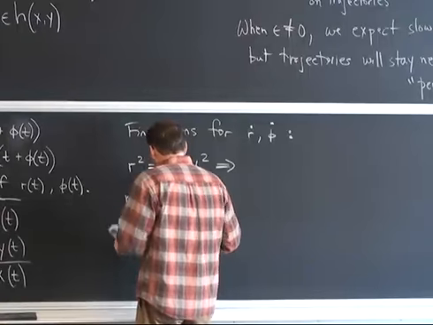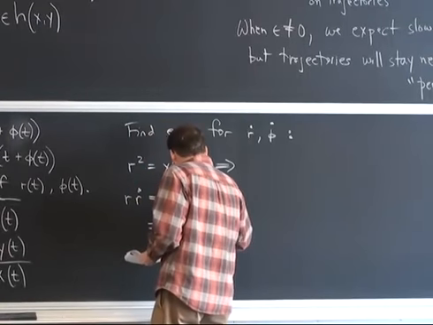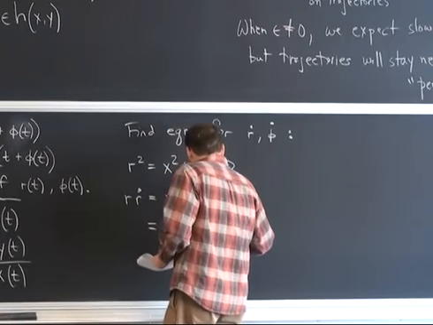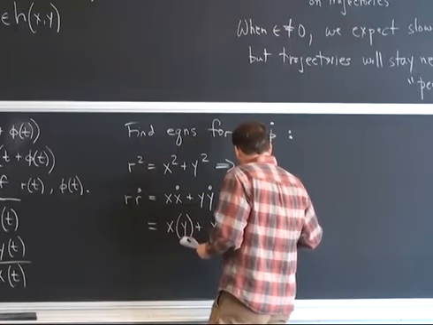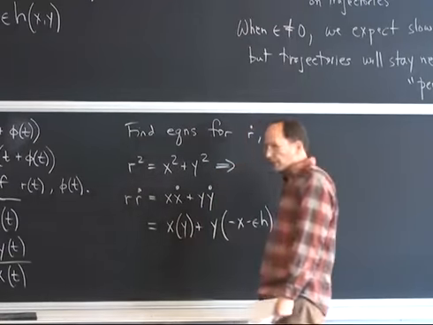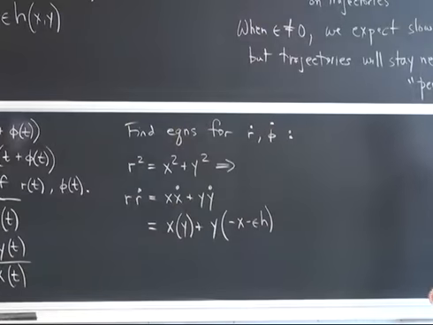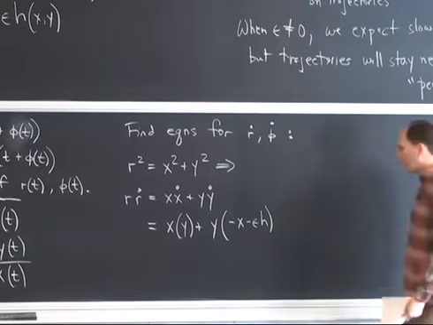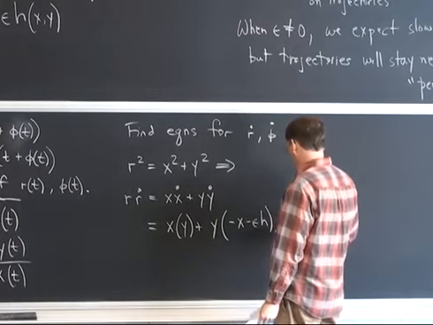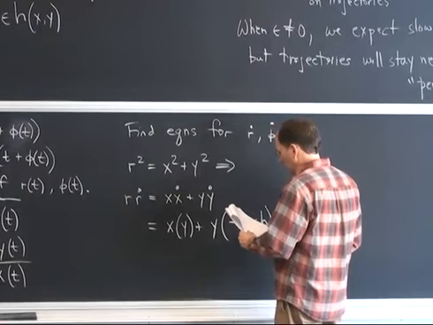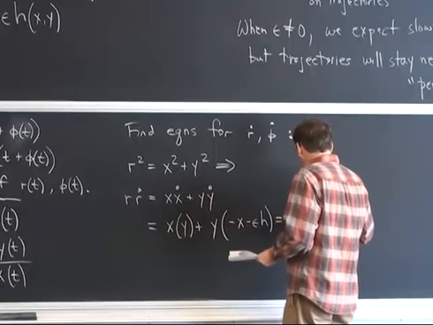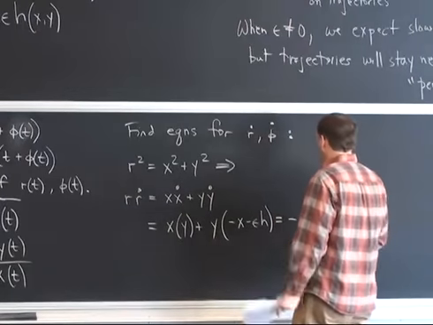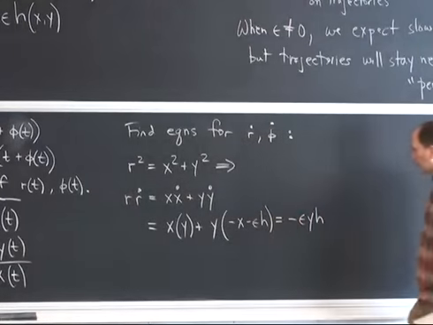And then substituting, that's x. We said x dot is y. And then y dot is negative x minus epsilon h, where this time I did remember the negative sign in front of the epsilon. And so multiplying that out, it looks like I'm getting negative epsilon y h, because the yx terms cancel out.